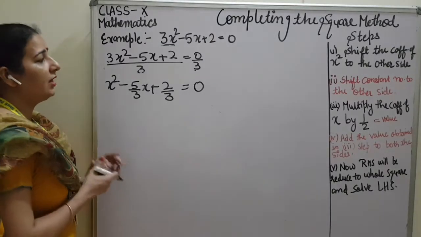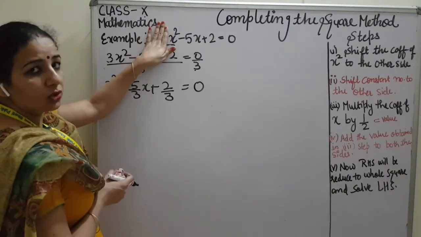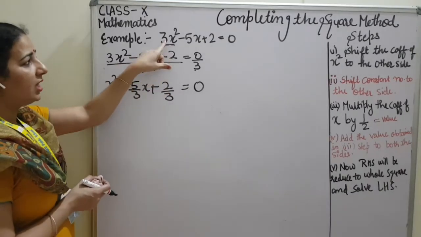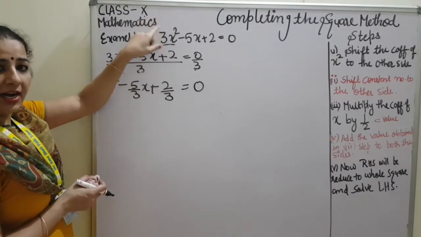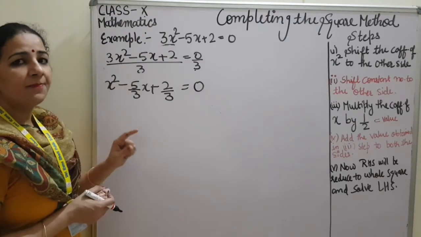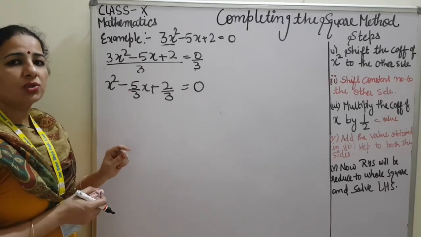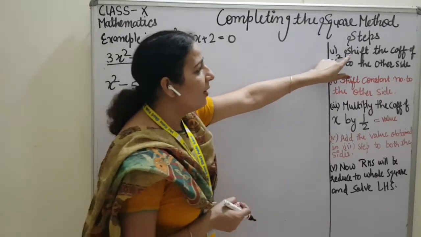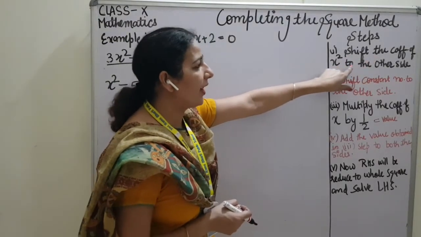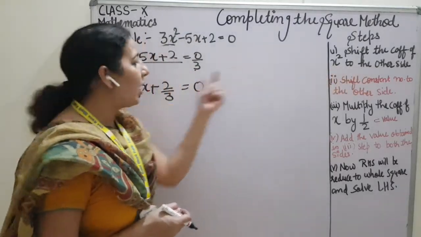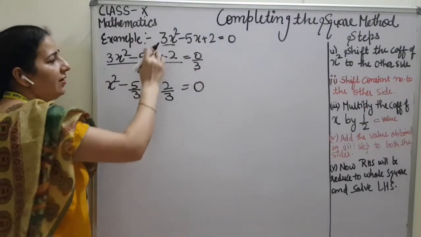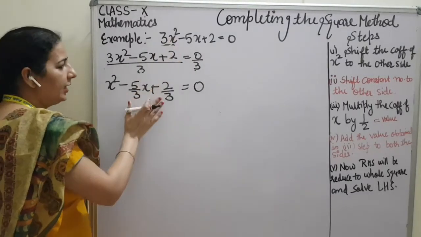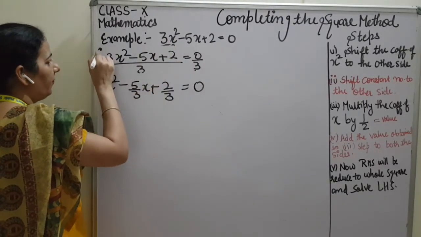In your question, if they give the question like x square, it means no need to do this step, because they have already given the coefficient 1. So our first step is to make the coefficient of x square 1. And how will you make the coefficient of x square 1? By dividing both sides by the coefficient of x square. This is our step number 1.